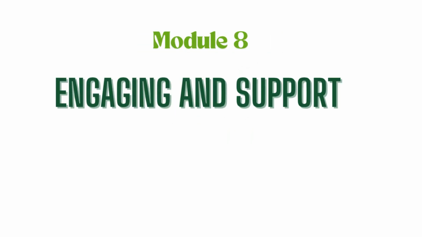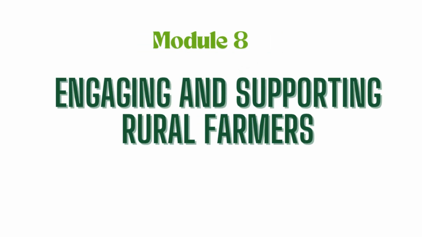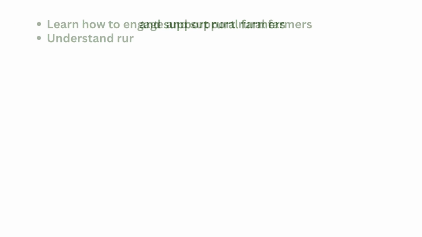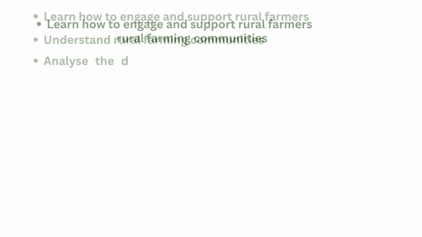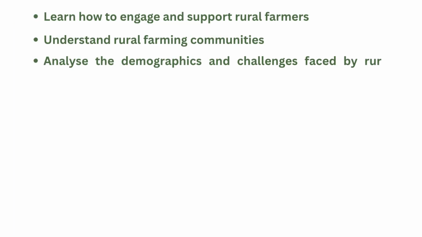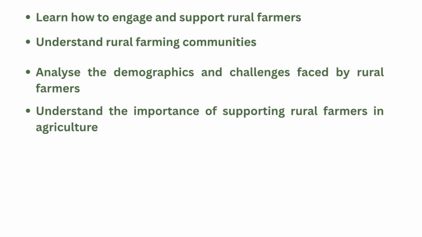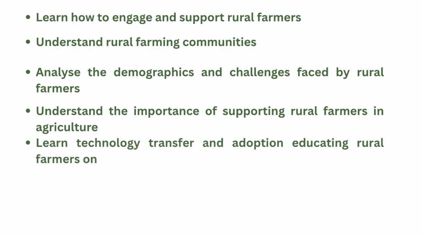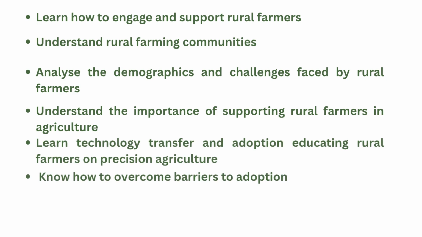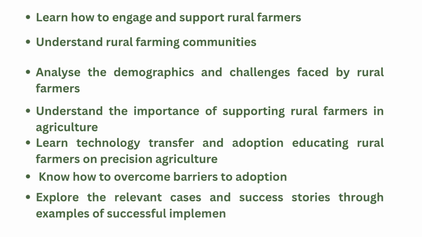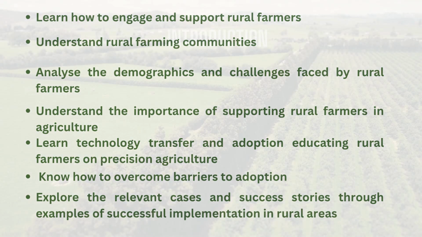Module 8. Engaging and supporting rural farmers. In this module, learners will learn how to engage and support rural farmers, understand rural farming communities, analyze the demographics and challenges faced by rural farmers, understand the importance of supporting rural farmers in agriculture, learn technology transfer and adoption, educating rural farmers on precision agriculture, know how to overcome barriers to adoption, and explore the relevant cases and success stories through examples of successful implementation in rural areas.